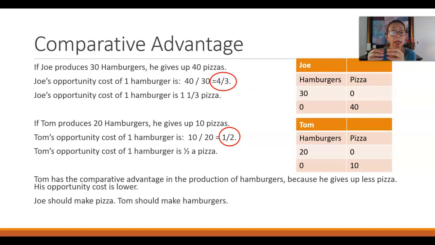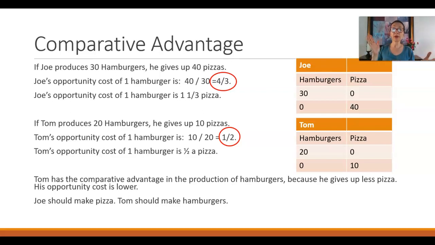pizza. Now, if Tom produces 20 hamburgers, he gives up the production of 10 pizzas. Tom's opportunity cost of one hamburger is 10 pizzas. He's giving up 10 pizzas and getting 20 hamburgers. Again, the formula is what you give up over what you get. So Tom's opportunity cost of one hamburger is half a pizza. So Tom has the comparative advantage in the production of hamburgers because he's giving up less pizza. His opportunity cost is lower.